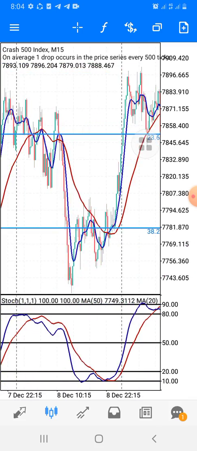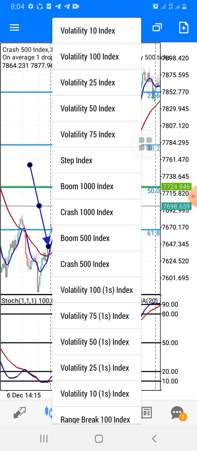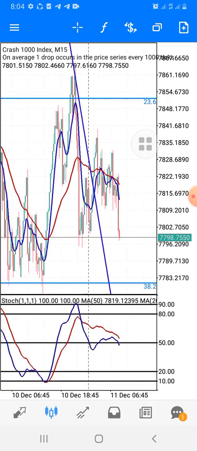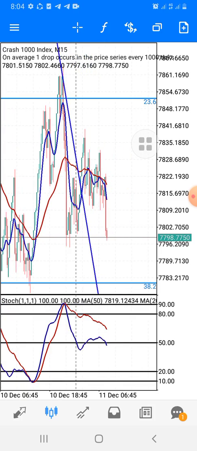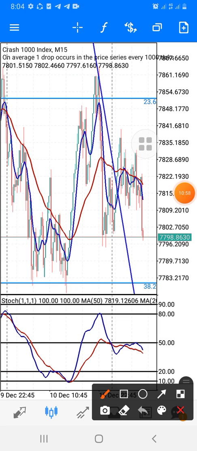All right, so let's go check on Crash 500 or Crash 1000. See what is happening there. Now this is Crash 1000. You see that it's already going down. I told you guys this is what it does, it works magically. It works very, very awesomely. Look at just what's happened there.